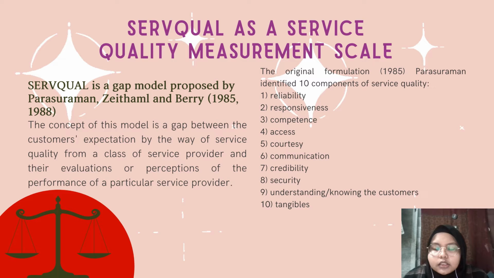The original formulation, developed in 1985 by Parasuraman, identified 10 components of service quality. Number 1 is reliability, number 2 is responsiveness, number 3 is competence, number 4 is access, number 5 is courtesy, number 6 is communication, number 7 is credibility, number 8 is security, number 9 is understanding and knowing the customers, and number 10 is tangibles.